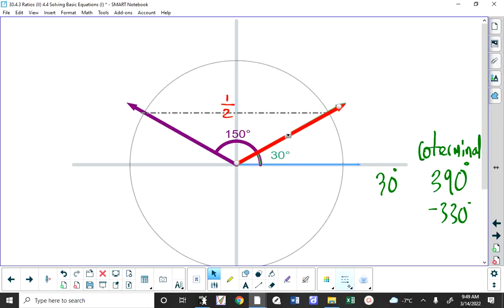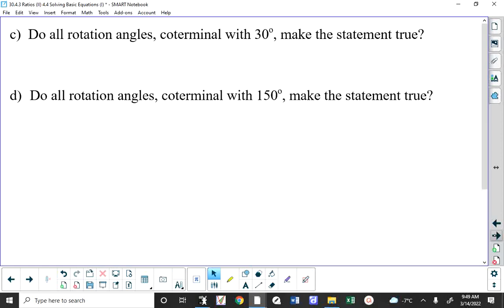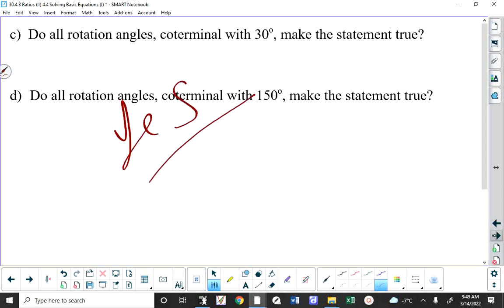So the bottom line is, if you have an angle that's coterminal with an angle that's a solution to an equation, then that coterminal angle is also a solution. And I can go through the same argument with 150. The answer is yes to both of these questions. And I don't think we need to write it down, but there's a reason.